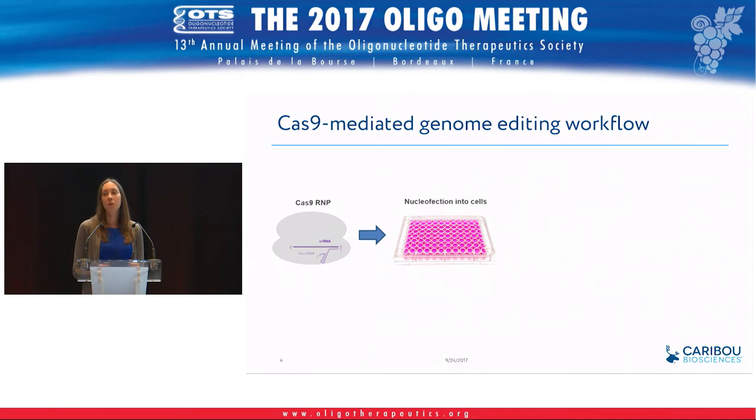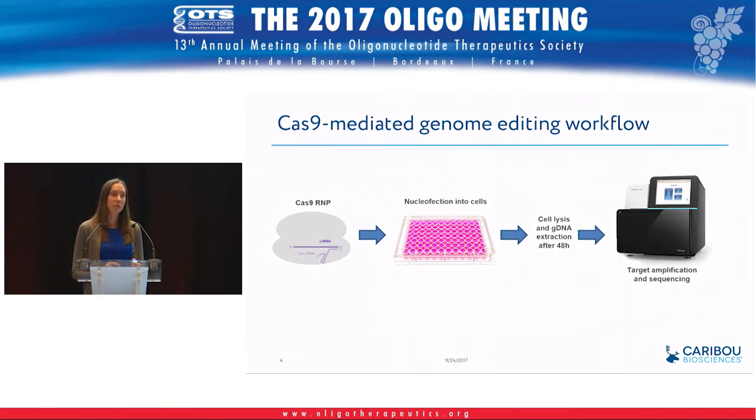Typically, our workflow then results in about 48 hours later, lysing the cells and isolating genomic DNA, with the ultimate goal of being able to measure with high precision whether we were able to achieve the changes at the target site that we're interested in or not. So typically we do targeted amplicon sequencing and then deep sequence.